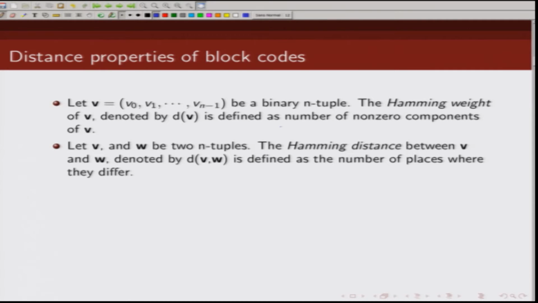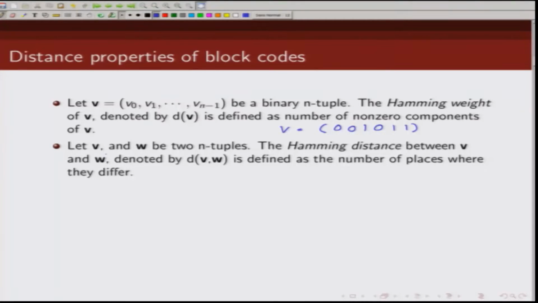So, for example, let us say V is 0, 0, 1, 0, 1, 1. Let us say this is my V. We can see here how many non-zero components we have: 1, 2, 3. So, the Hamming weight of V is, in this example, 3.